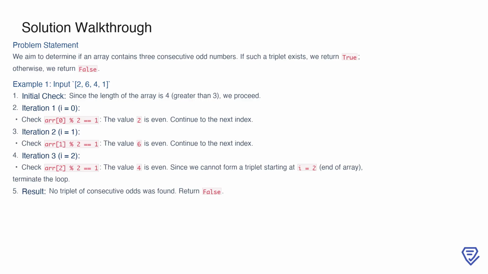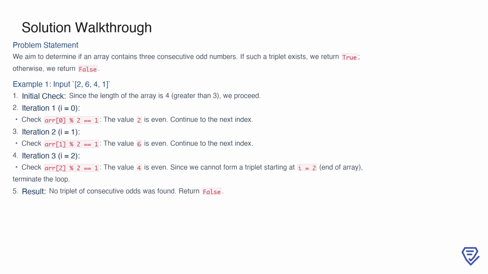with our iteration. On the first iteration, when i equals 0, we check if the first element, 2, is odd using arr[0] % 2 == 1. Since 2 is even, we move to the next index. On the second iteration, when i equals 1, we check if 6 is odd. Again, it is even, so we continue.